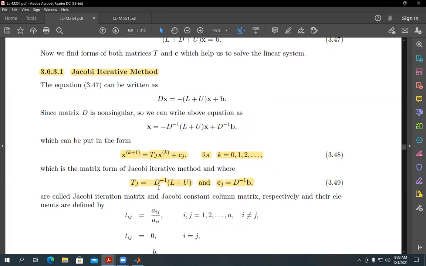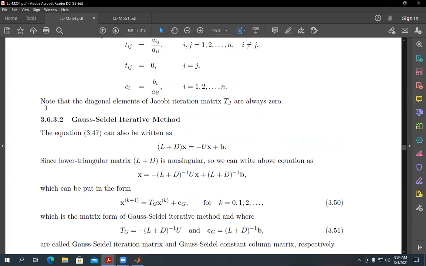D inverse, you know what D is? D is the diagonal part of A. What is L? The lower part of A. What is U? The upper part of A. And this is your C, the constant term we have here. Remember this very important point: when you find the matrix Tj, the diagonal elements of Tj for any system must be 0. If you are not getting 0 on the diagonal, it means something is wrong with your calculation, and you have to recheck your calculation for this formula.